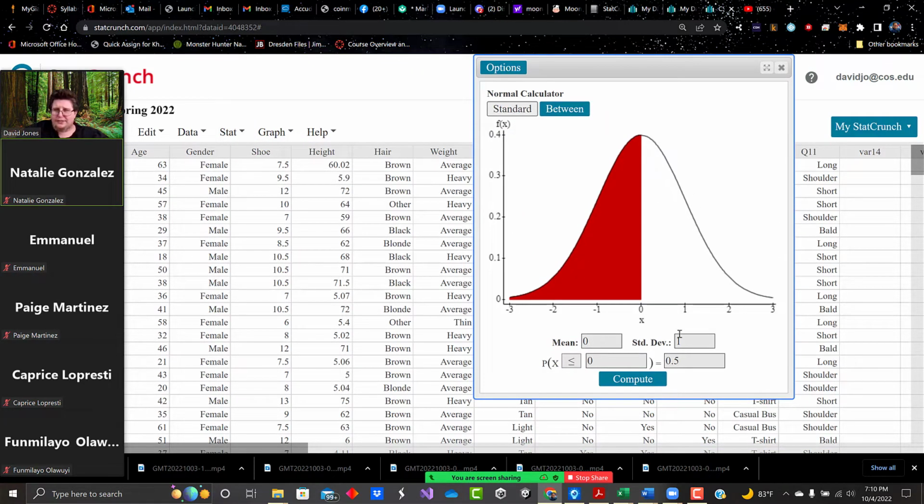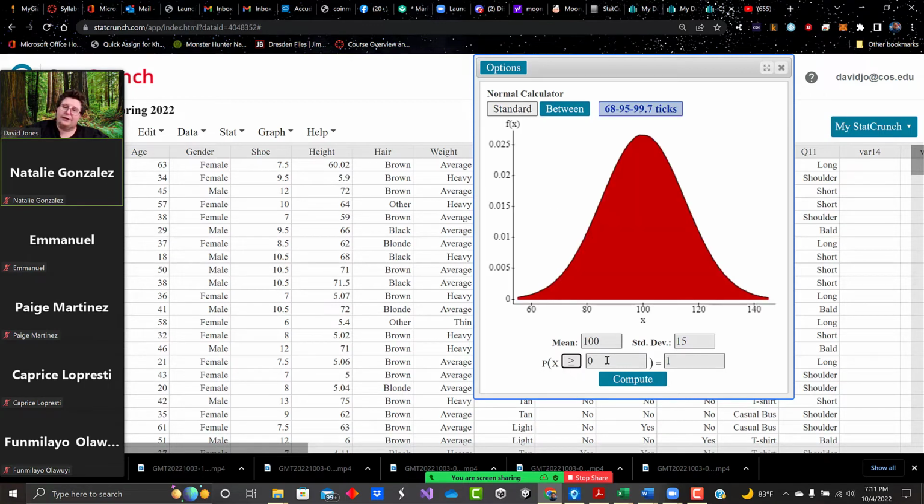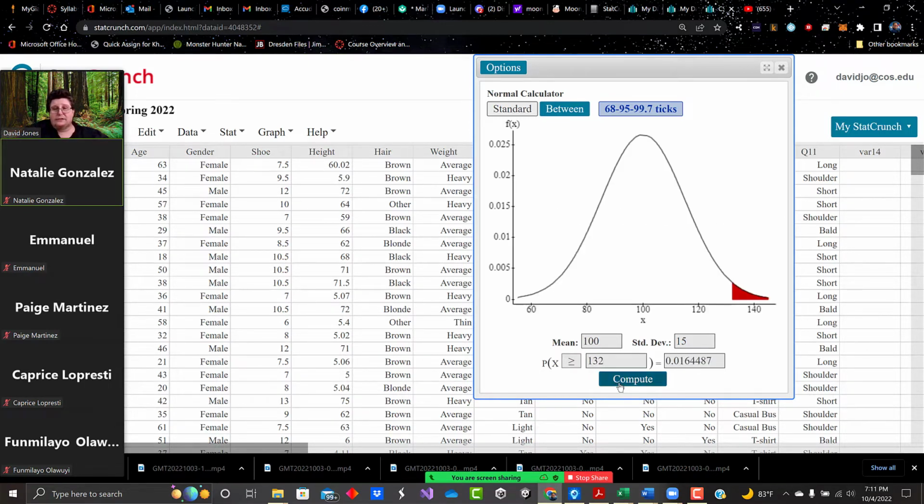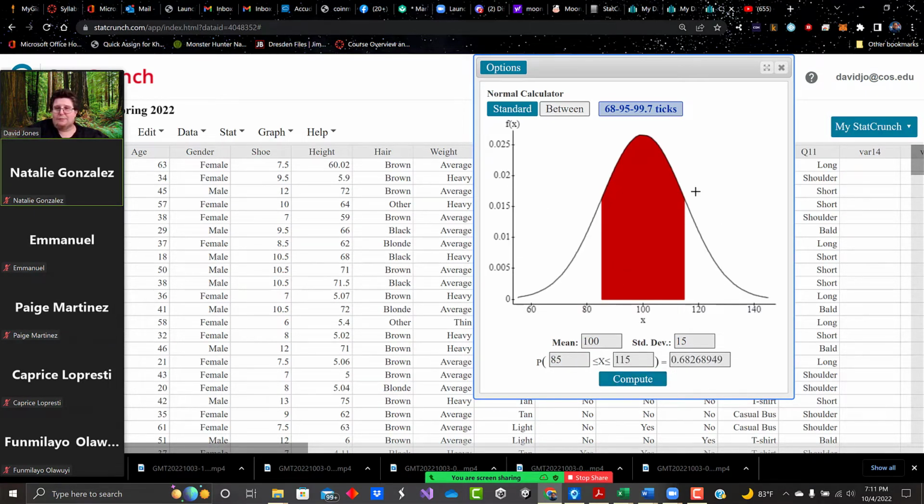So normal, it defaults to 0 and 1. An example I like to go with is the IQ test because I know the values. The mean on the IQ test is 100. Standard deviation is 15. And you could either do less than or greater than. Let's say greater than, what's genius, 132? A very small percentage of people categorizes in the genius category. Most people are between 85 and 115, because that makes up one deviation.